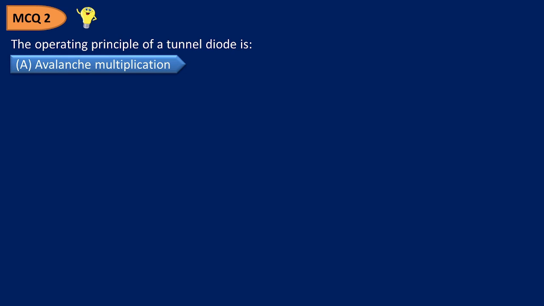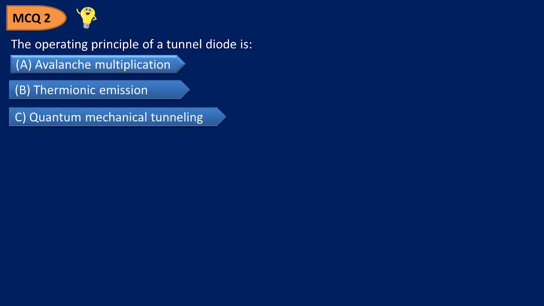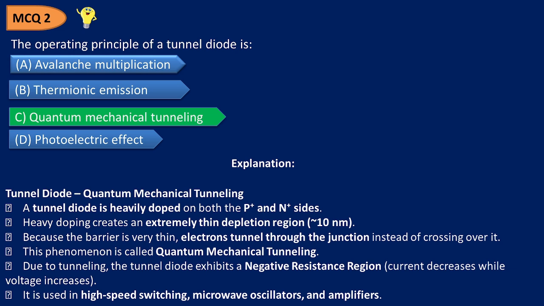Okay, so the second MCQ: the operating principle of a tunnel diode is avalanche multiplication, thermionic emission, quantum mechanical tunneling, or the photoelectric effect. The tunnel diode's operating principle is quantum mechanical tunneling, because in the previous MCQ we discussed that a tunnel diode is heavily doped on both P and N sides.